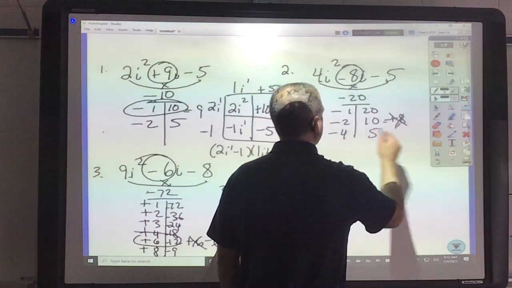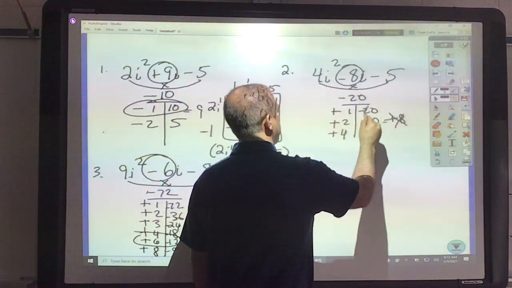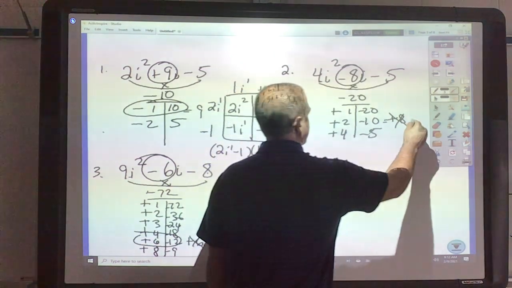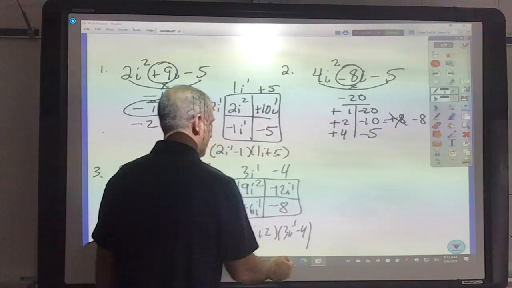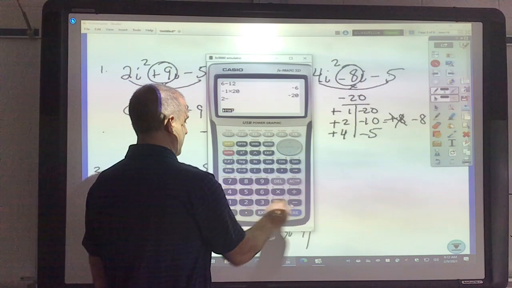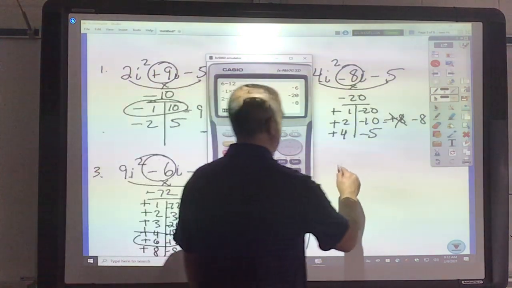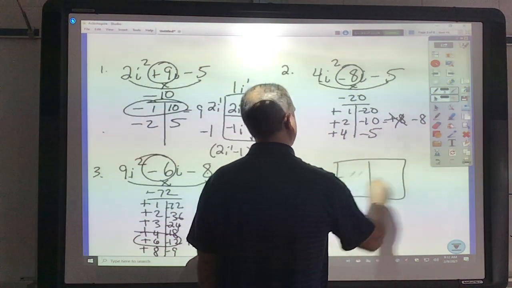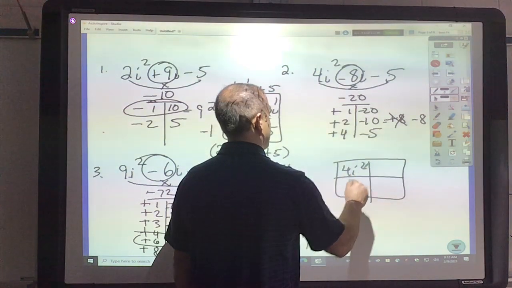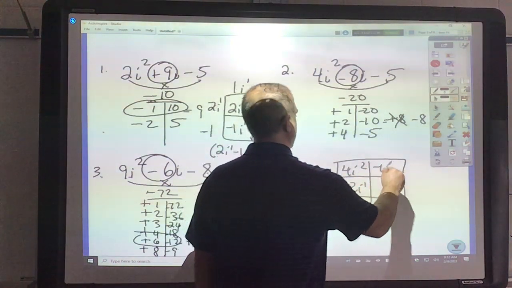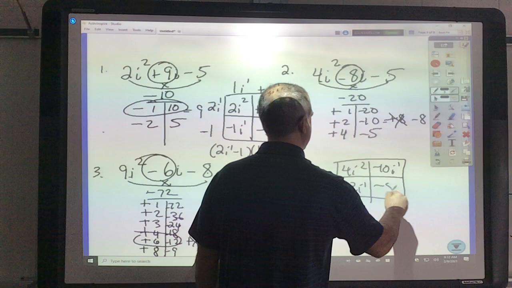So what I'm going to do is make this side positive, this side negative. So now it adds up to negative 8. 2, minus 10. So I got my box. 4i squared plus 2i to the first minus 10i to the first minus 5.